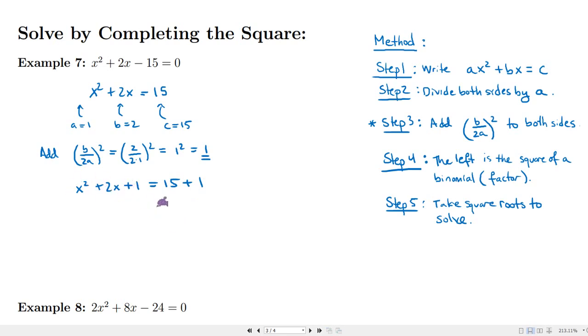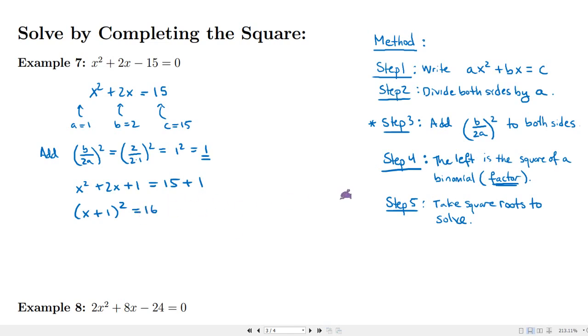And now this left-hand side is the square of x plus 1. Right? This should factor, and it does, x plus 1, x plus 1. So this is what we were talking about. The left-hand side is a square of a binomial. So that's the goal of this step, is just to factor it. But it's going to be very quick. And then this side is 16.